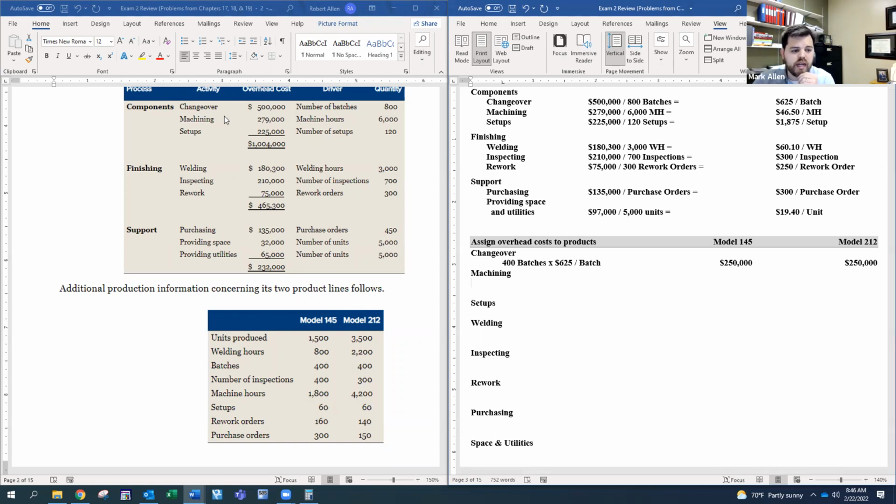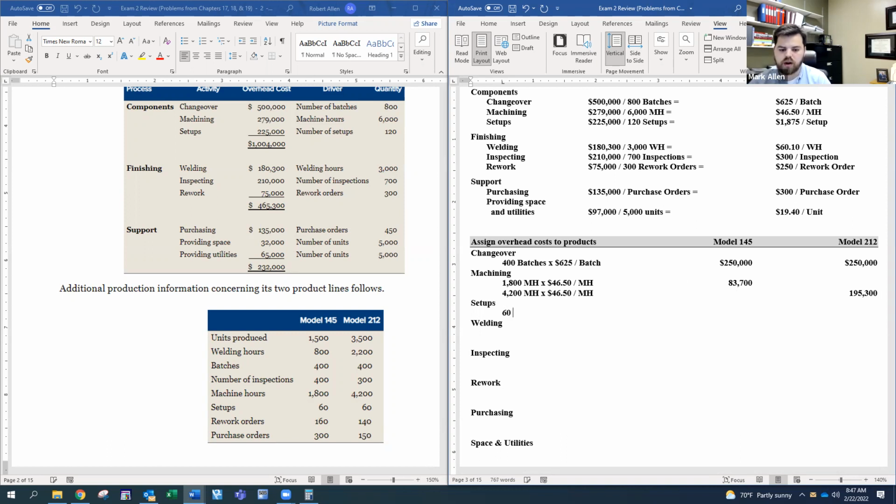Now, for my machining activity, this is based on the number of machine hours. So now I'll need to come down, find my machine hours, and I'll see that for model number 145, I have 1,800 machine hours times, and of course, I'm coming back and getting my rate from before, $46.50 per machine hour. And when I do that math, this is $83,700. Now, for model 212, this will be 4,200 machine hours times $46.50 per machine hour, which comes out to be $195,300. And we're going to repeat this process the whole way down.